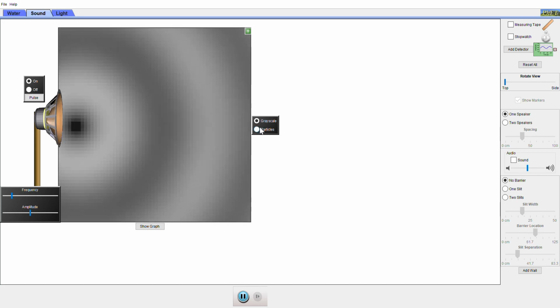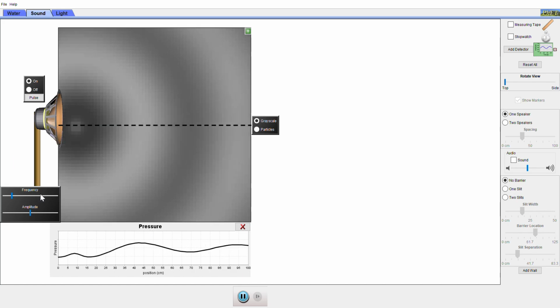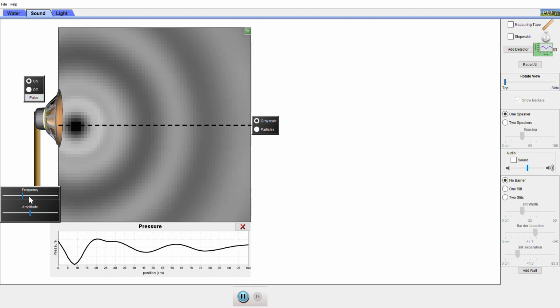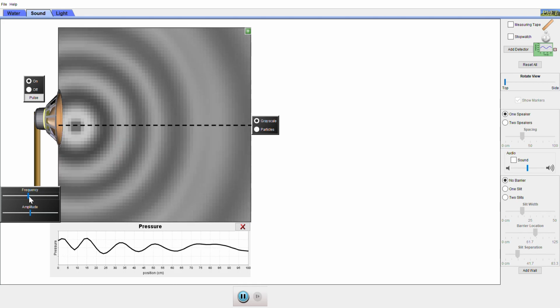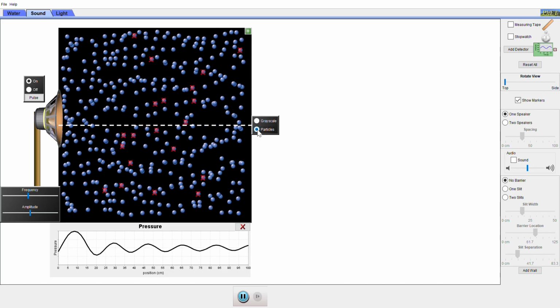One of the cool features here is that it actually gives a little representation of the particles that are moving. The waves look very similar right now to what you would see in water waves, and we can even turn on the graph and see that the waves look really similar. Let me turn the frequency up a little bit. Okay. But now I'm going to show you what it looks like with the particles.